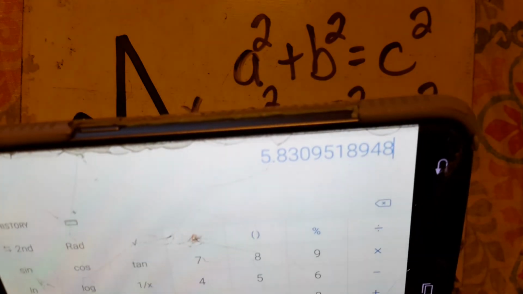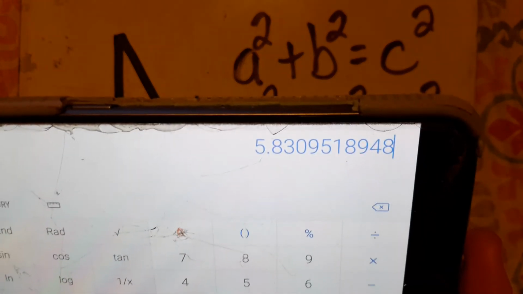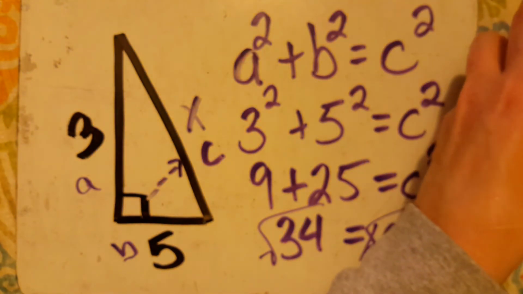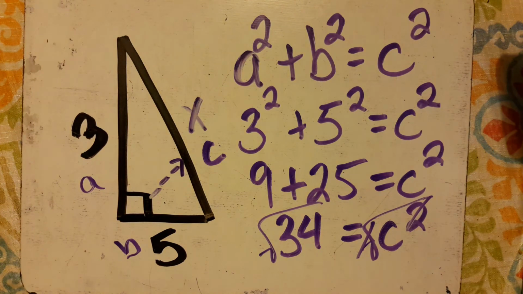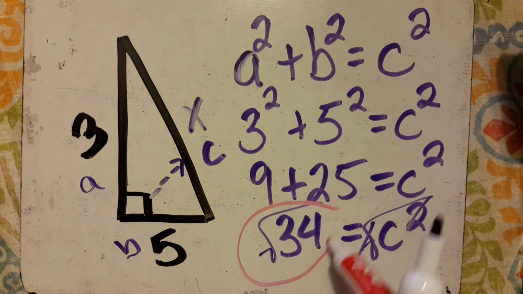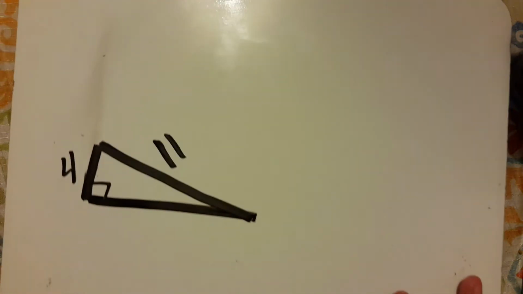Now here's the catch for today. If it's not a nice, happy square number, leave it as the radical sign. Delta Math does not want a decimal answer today. They want an exact answer, which means it has to be in radical form, which means this right here is your answer. That's it.